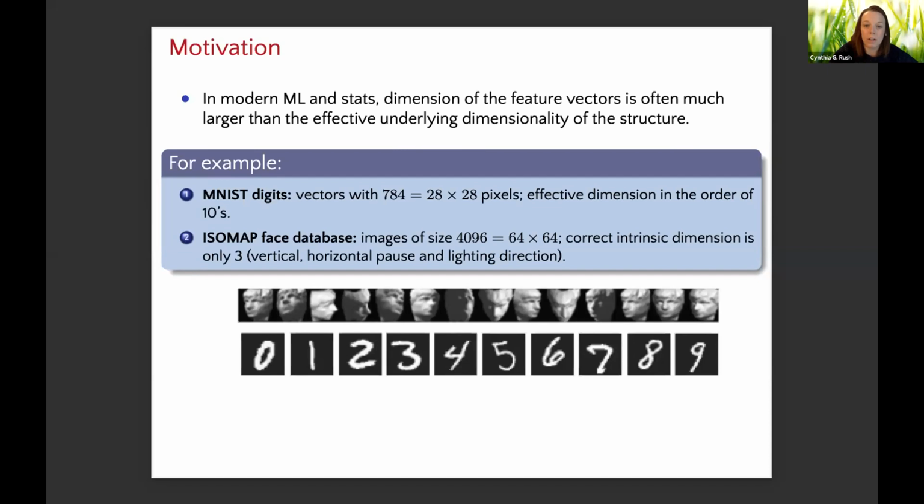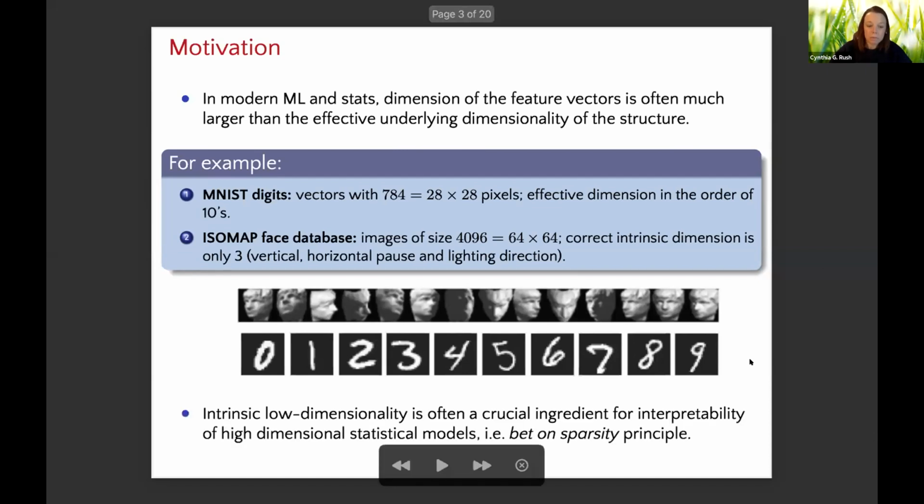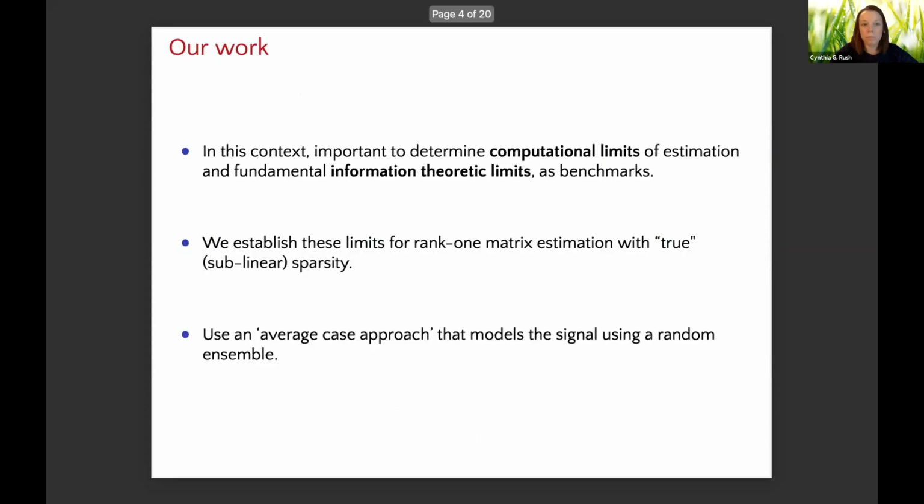So these and other developments have justified a bet on sparsity principle, which in a nutshell says that intrinsic low dimensionality is often a crucial ingredient for interpreting high dimensional statistical models. And so what we're going to work on today is based on this principle.